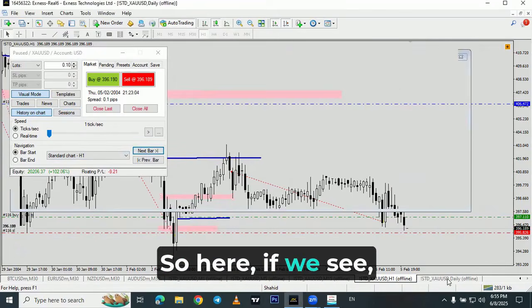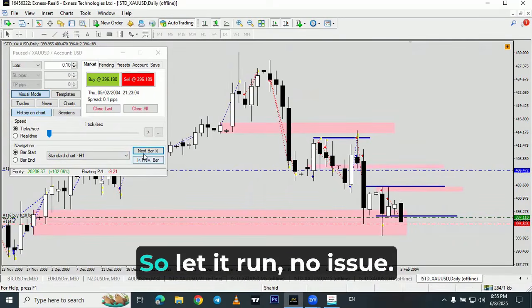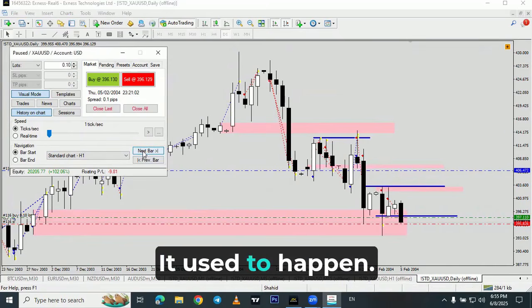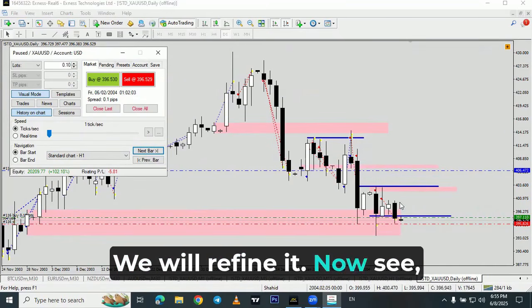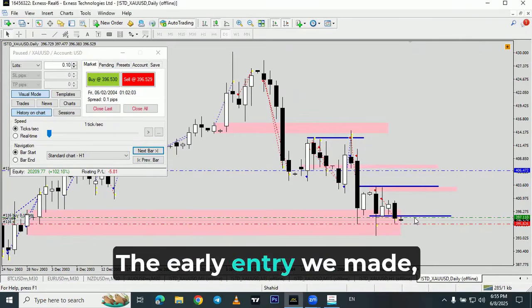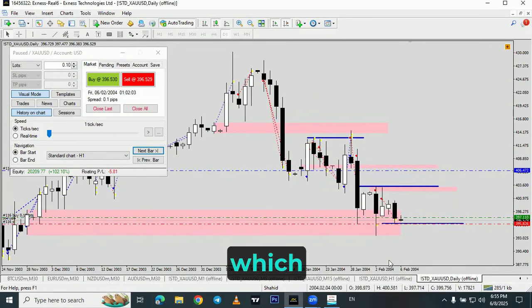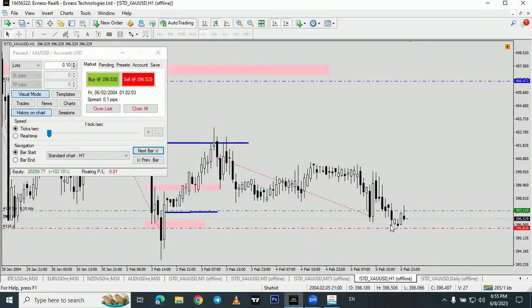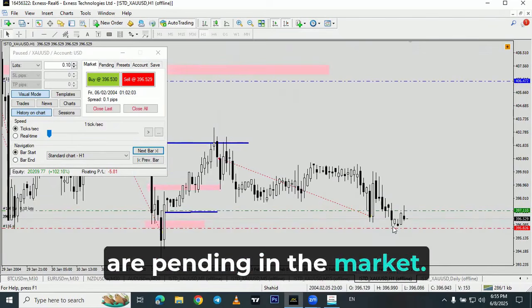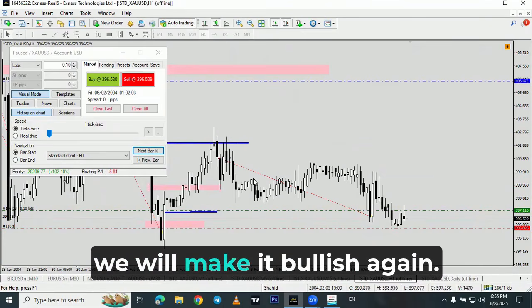So here, if we see the market is still bearish, so let it run, no issue. It used to happen. We will refine it. Now see, which one is left here? The early entry we made, but the market did not become bullish. These lows are also pending in the market. After these are picked, we will make it bullish again.